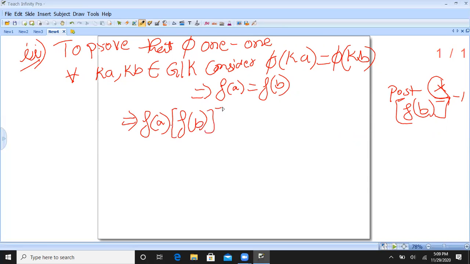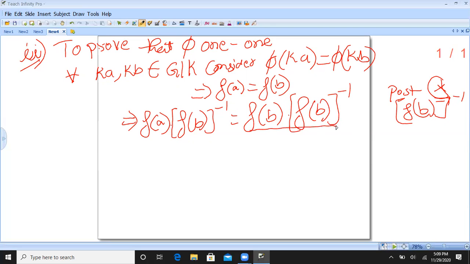f of b whole inverse is equal to f of b into f of b whole inverse. This is post multiplication. After post multiplying, f of b into f of b whole inverse gives you e bar. Next, combining terms again, f of ab inverse is equal to e bar.